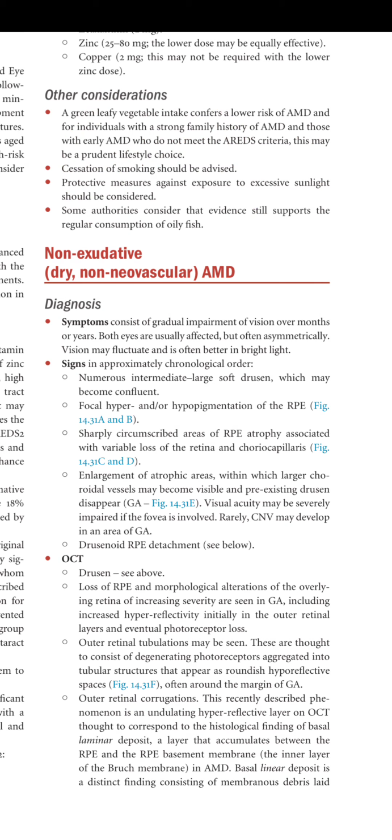Diagnosis: symptoms consist of a gradual impairment of vision over months or years. Both eyes are usually affected, but often asymmetrically. Vision may fluctuate and is often better in bright light. So basically, dry AMD consists of a decrease in vision, and it can affect both eyes, but it can often be asymmetrical.